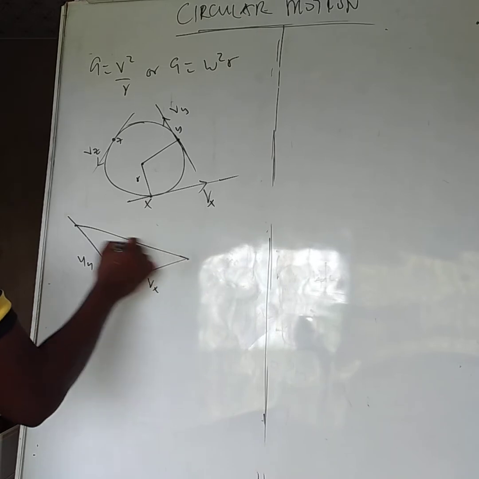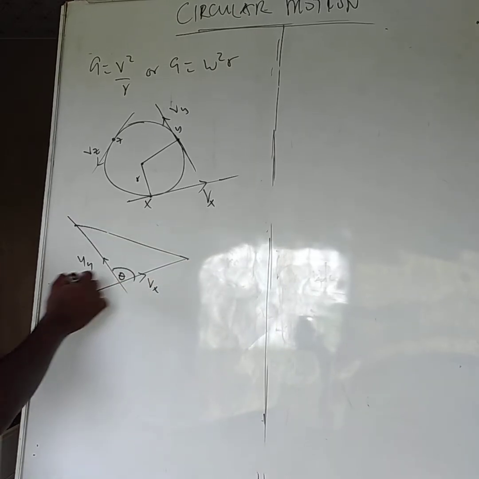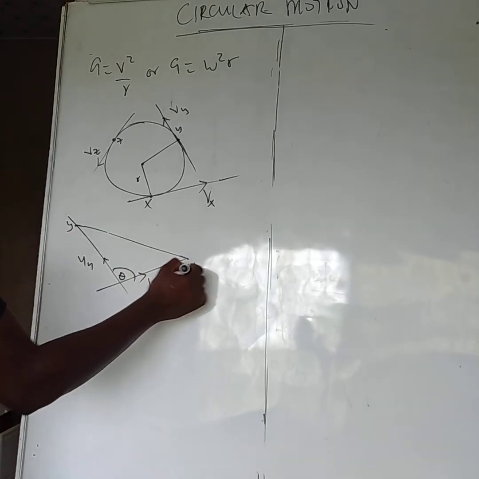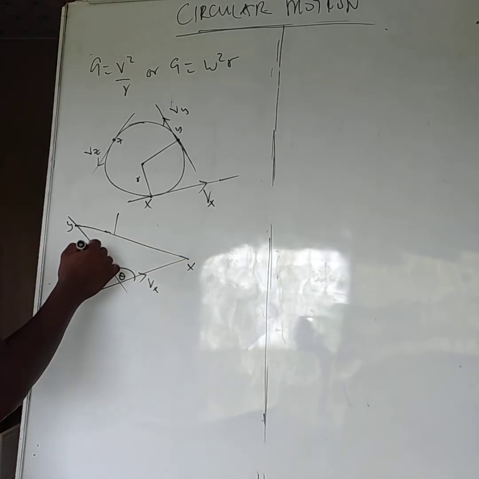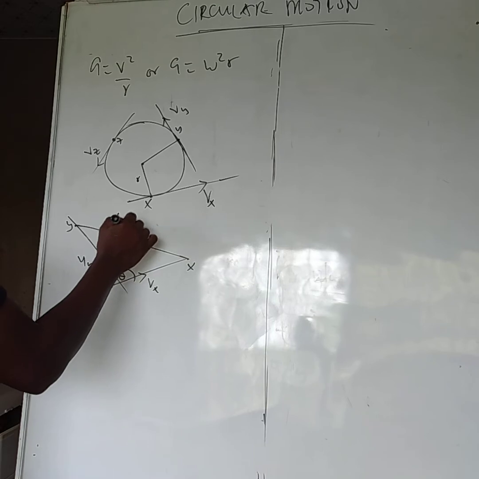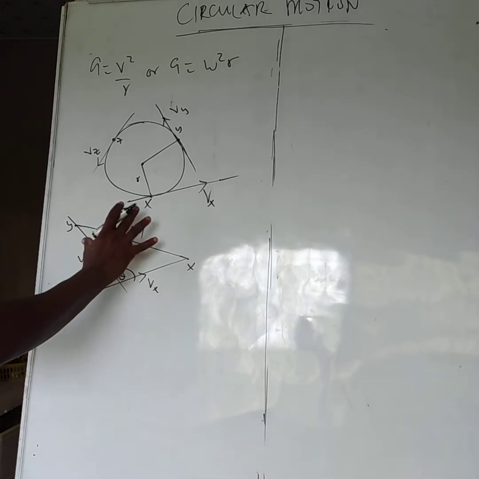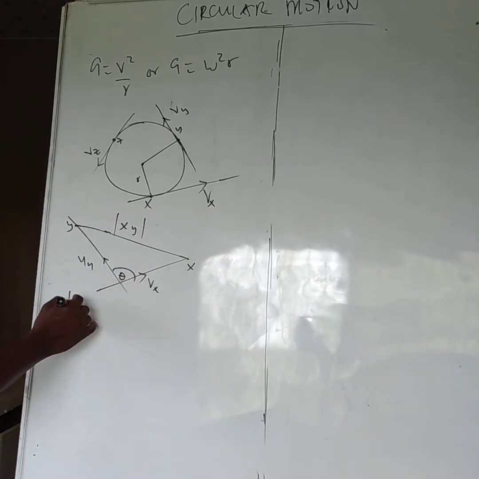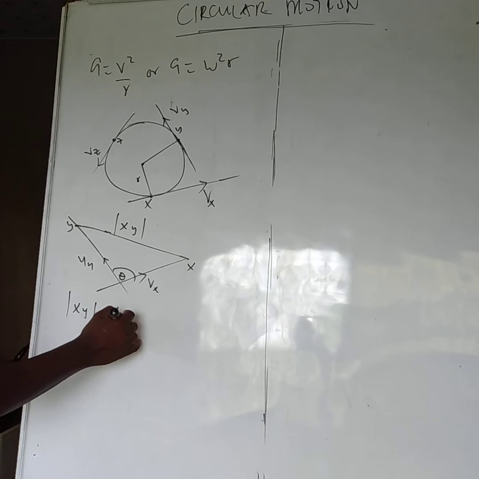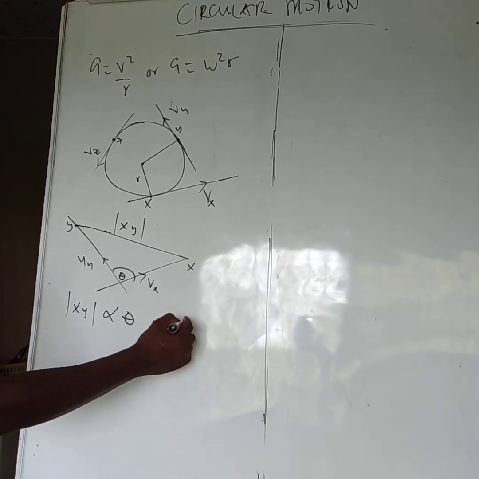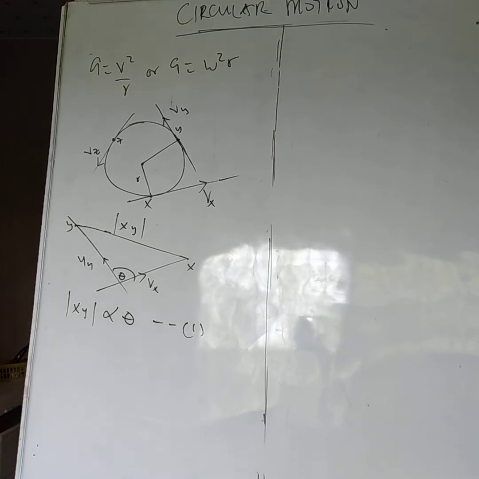Okay, so we can just complete it here. This is our angle theta. We can complete this so that this is our y, and this is our x. Let me call this distance xy. Then we know from this diagram that xy is directly proportional to theta. Xy is directly proportional to theta. Let me call this equation 1.